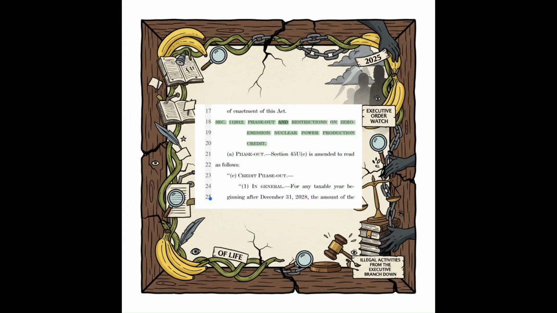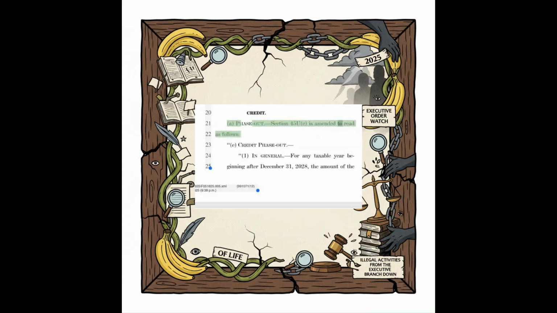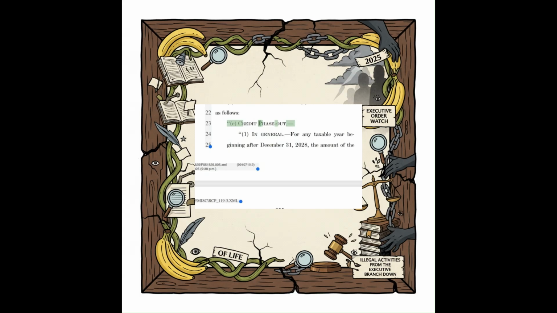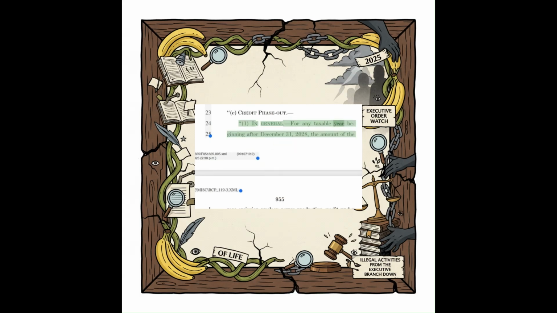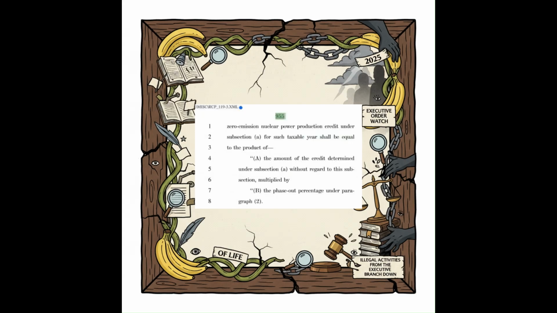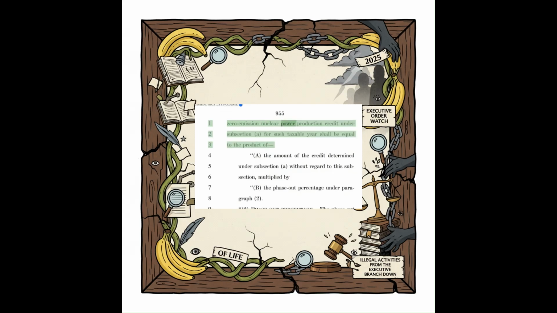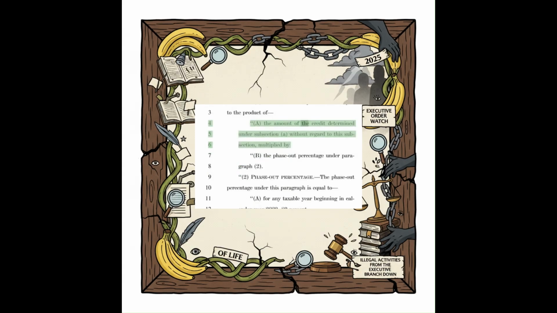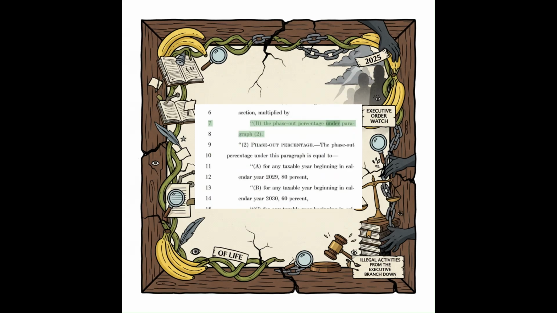SEC. 112012. Phase out and restrictions on zero-emission nuclear power production credit. Phase-out. Section 45U is amended to read as follows. In general, for any taxable year beginning after December 31st, 2028, the amount of the 955 zero-emission nuclear power production credit under subsection for such taxable year shall be equal to the product of: the amount of the credit determined under subsection without regard to this section, multiplied by the phase-out percentage under paragraph.